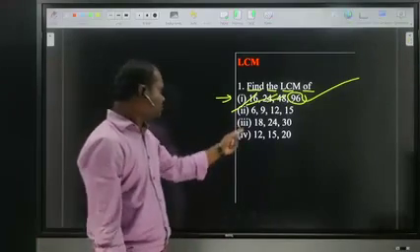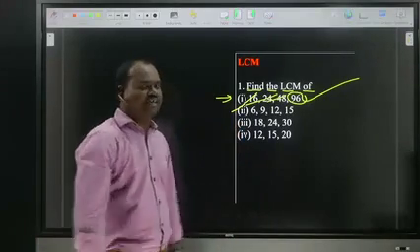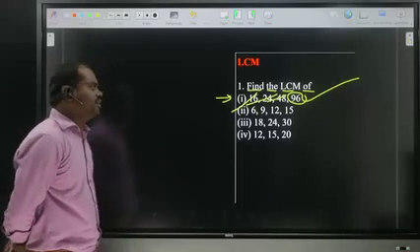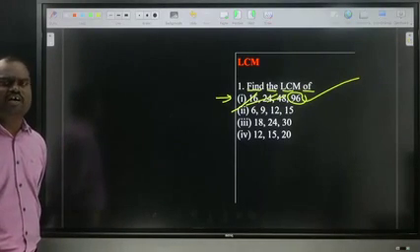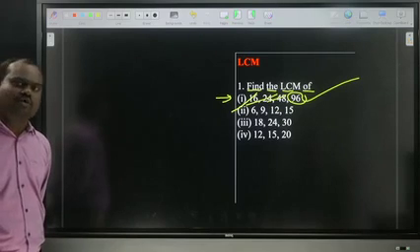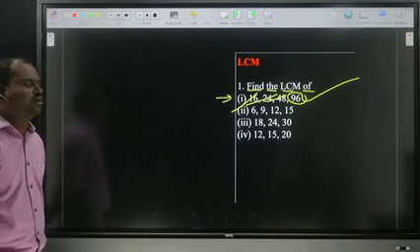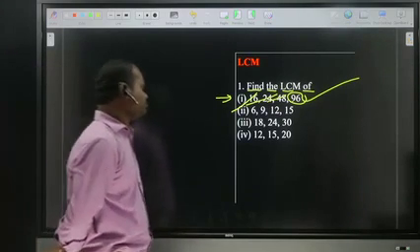Now try these questions. Try the second, third and fourth. You can use your choice of method: the normal method, elimination, or looking at the highest number. You can use any one method. Now try those three questions.